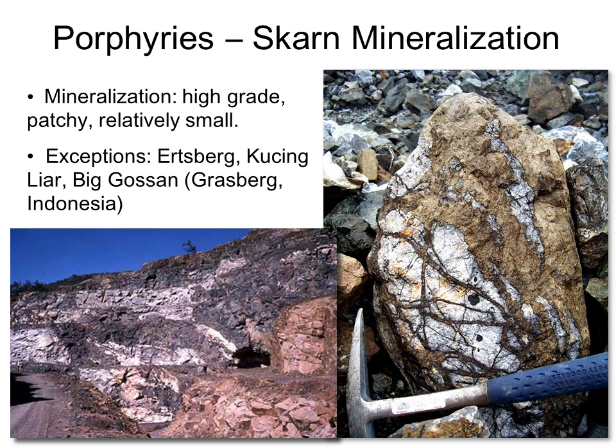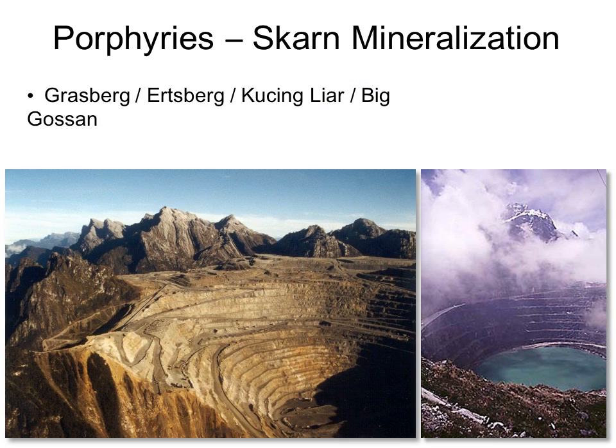There are some notable exceptions to the tendency to produce relatively small deposits. These are the Erzberg, Kucing and Big Gossen skarns, developed around Freeport's Grasberg porphyry in Indonesia. These skarn deposits are truly world-class, but they are very atypical. These skarns are truly amazing deposits.